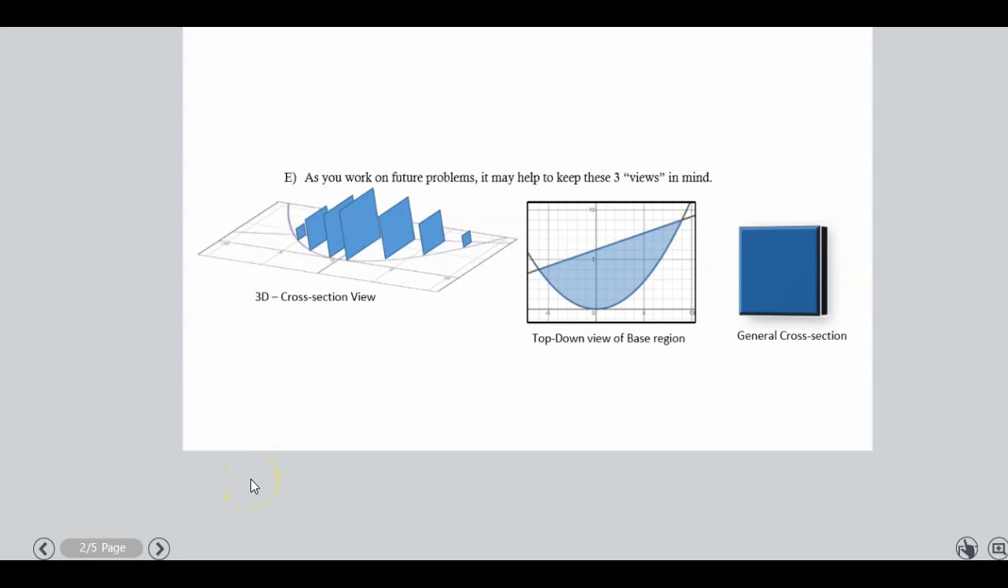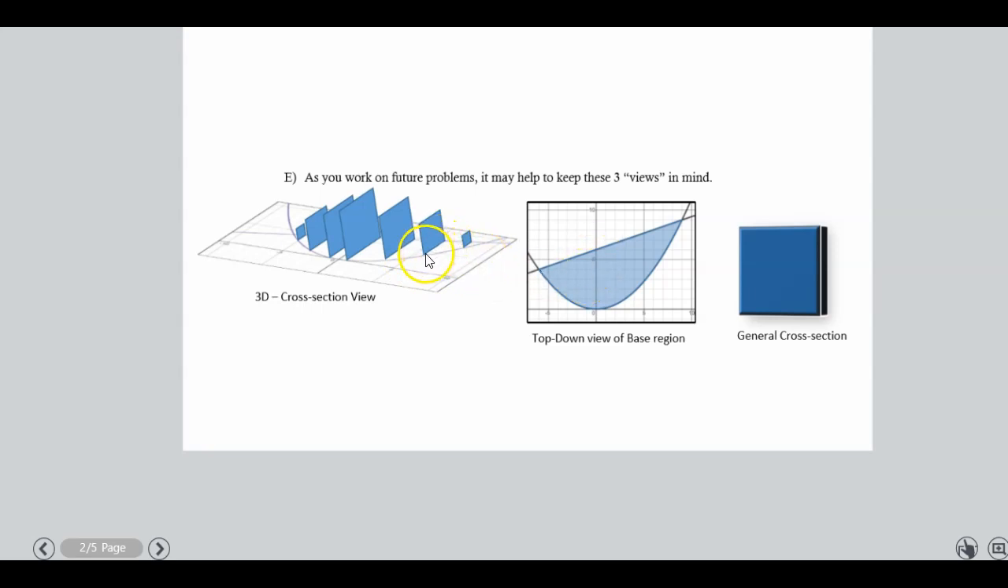Hey everyone, welcome to the second part of my video on doing volumes by cross sections. Last time we kind of left off with this idea that we're going to keep these three views in mind. We're building up cross sections from our base region with a certain shape, maybe squares or triangles or semicircles. And we want to keep in mind these are coming up from that base region that's right there.